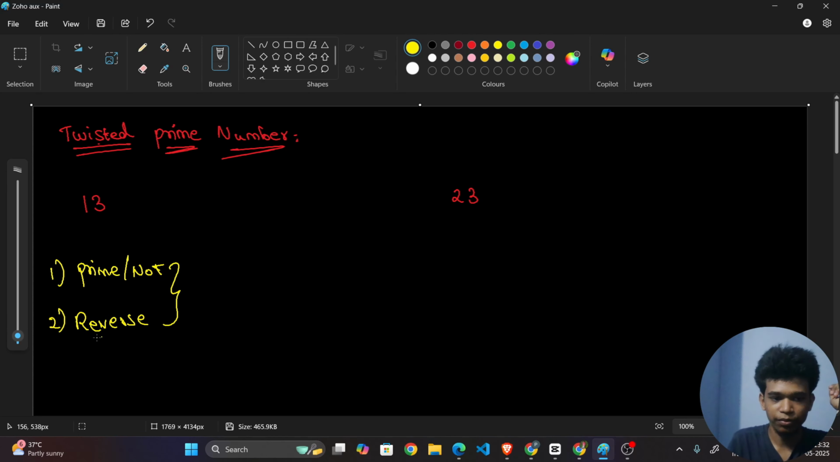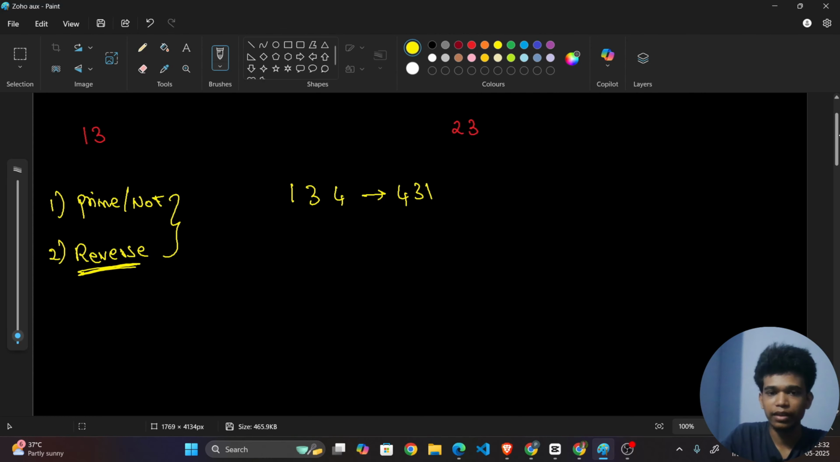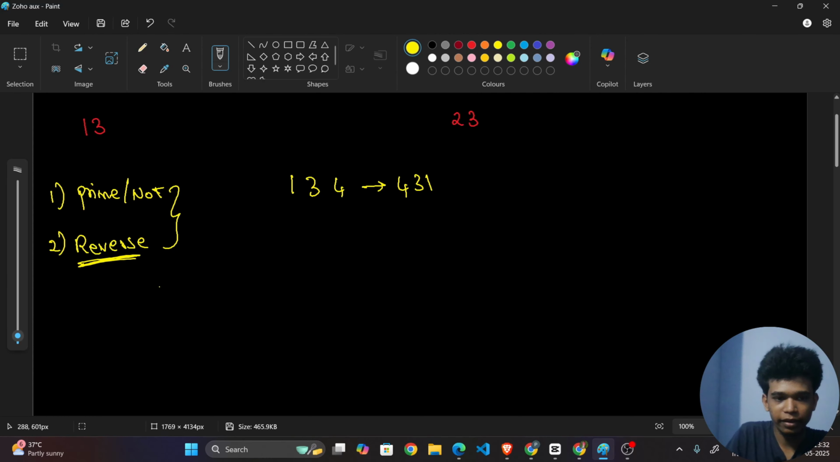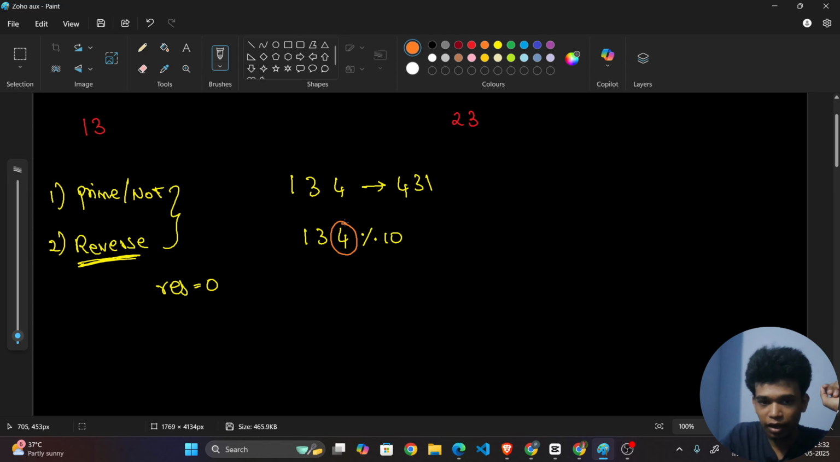First, we can see a simple logic called reversing. How to reverse a number? If there is a number like 134, then if I reverse it, it will be 431. Let us see how to do this. Initially, I will take my result as 0. Now I will take this 134 and do a mod operation with 10 to get this last digit, because this last digit will be the first digit of the result. So I want to get this last digit.